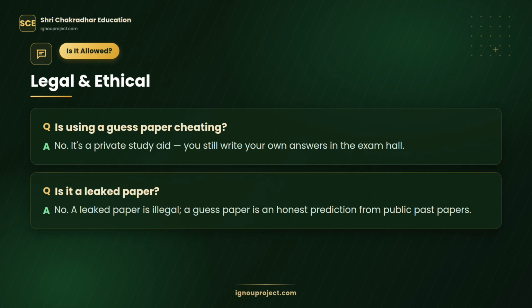Can you pass using only a guest paper? Honestly, no. A guest paper is a revision tool, not a complete preparation plan. Students who rely on it alone tend to freeze when a question falls outside their shortlist. Combine it with real study, and it becomes powerful.